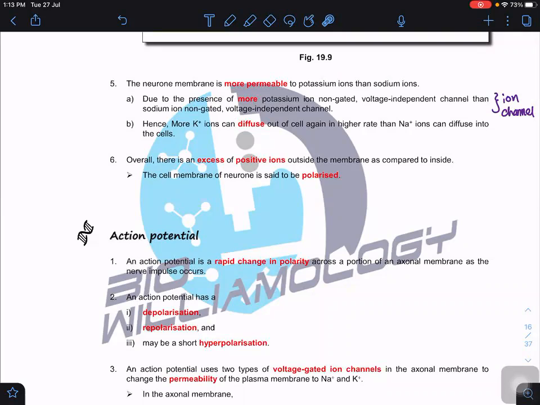So overall, we're going to have excess positive ions outside the membrane compared to inside. Then we say that the membrane of the neuron is now polarized. Are you clear? So the membrane is polarized. Okay, so let us look at the process.